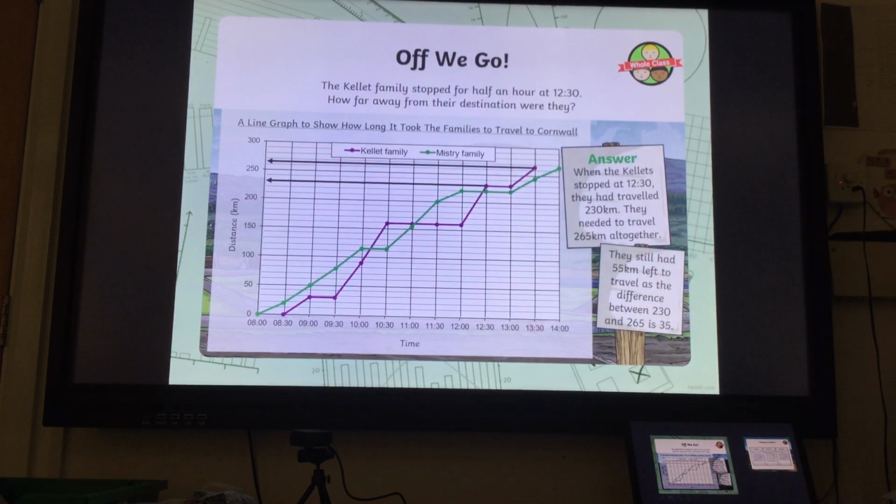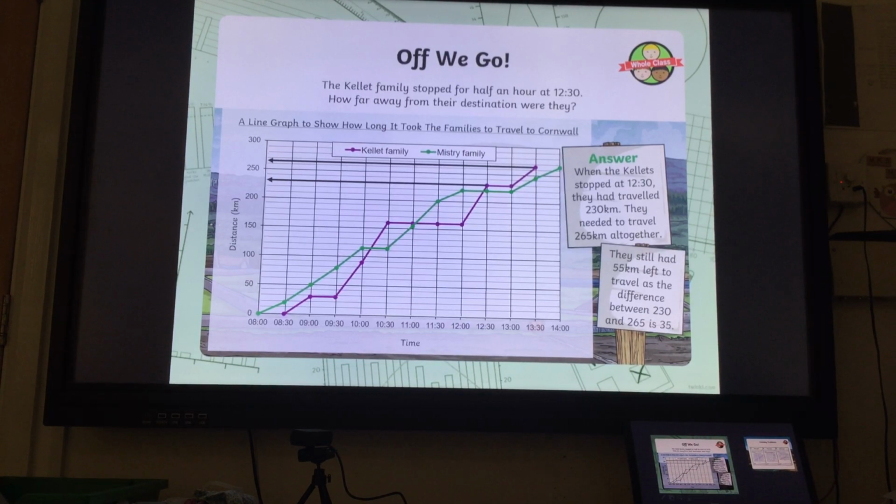When the Kelletts stopped at 12:30, they had travelled 230. They needed to travel 265 altogether. So they still had 35 kilometres left. This is the right answer here. I'm not sure where that other one comes from.